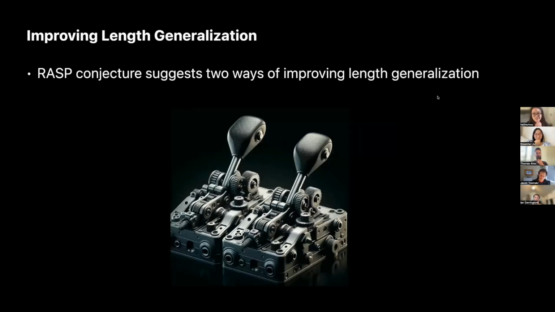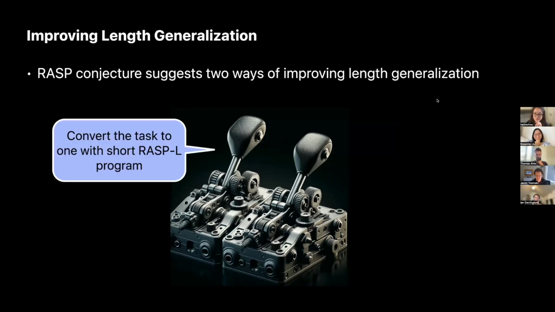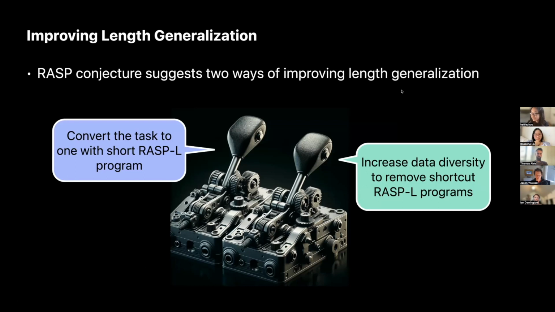So this perspective suggests two main levers we can use to improve length generalization. One is we can convert the task into a format that now has a short RASP-L solution. The other one is, can we increase data diversity such that we can remove other solutions that have short RASP-L programs?